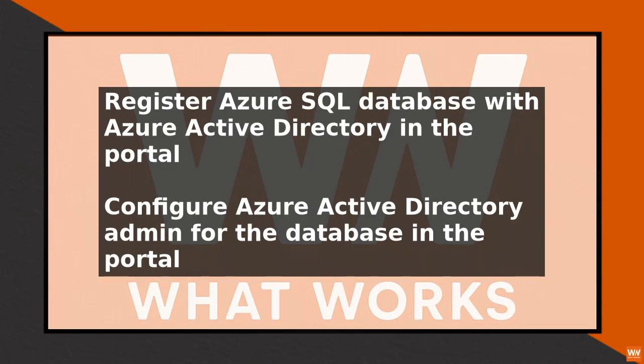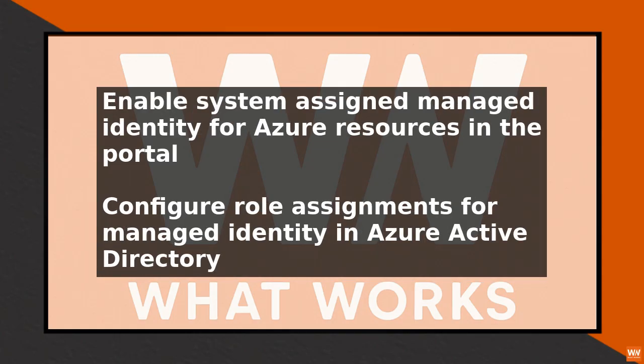After enabling the managed identity, you need to configure the role assignments for your managed identity in Azure Active Directory. This is done by navigating to Azure Active Directory in the Azure portal, clicking on Enterprise Applications, and searching for your application. Then, click on Users and Groups, and add the managed identity to the desired role, such as Azure SQL DB contributor.